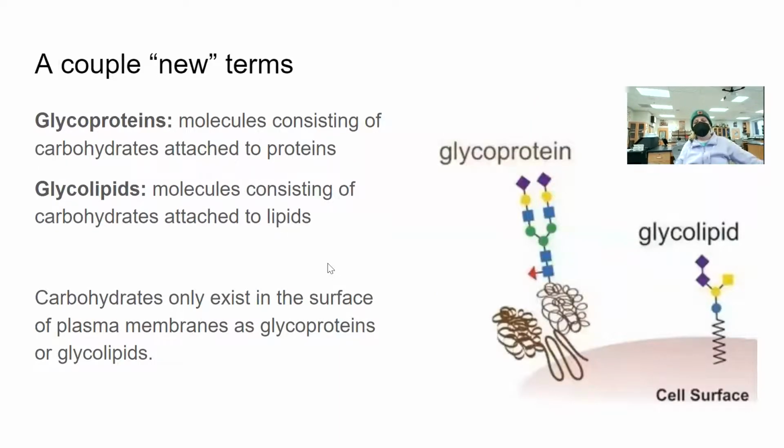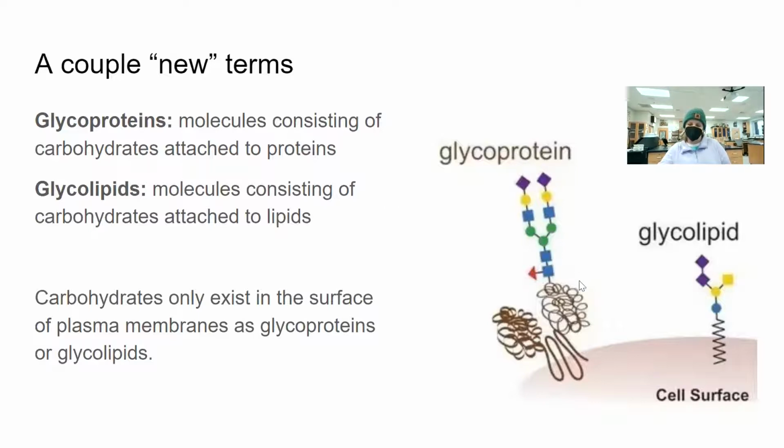So here are a couple of terms that will hopefully look familiar, but we haven't really discussed in class. Remember glyco: whenever you hear glyco, you think sugar. So glycoproteins are molecules that consist of carbohydrates attached to proteins.